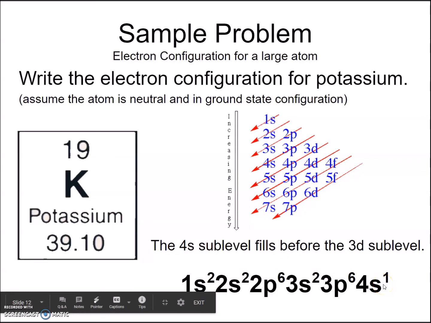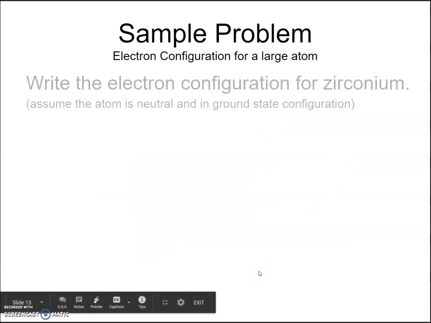Remember, the sum of the superscripts in the electron configuration is equal to the number of electrons. So let's do a little mental math here. 2 plus 2 plus 6, that's 10, plus 2 plus 6 plus 1, that's 19. We've found a home for all 19 electrons in neutral potassium with this configuration. Can we try another? Absolutely.